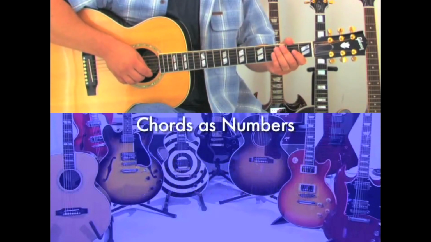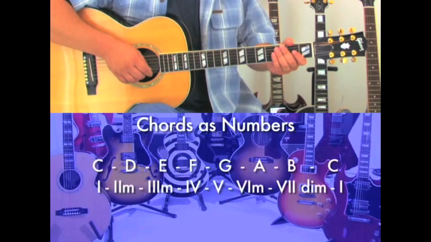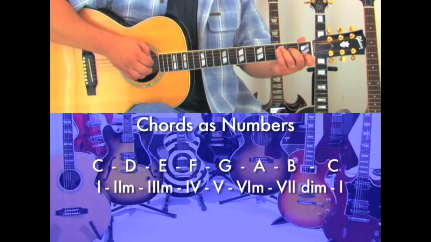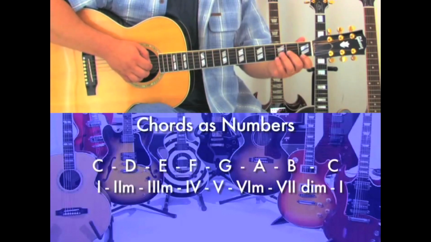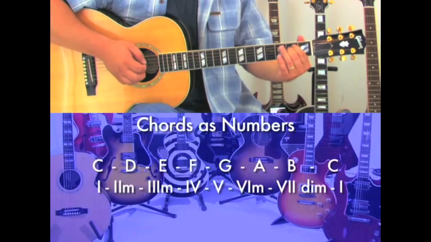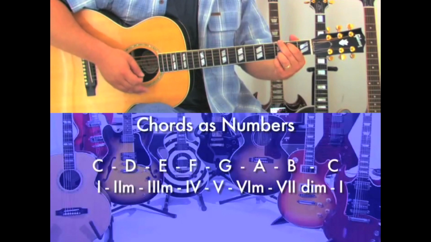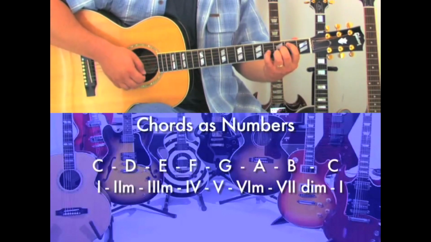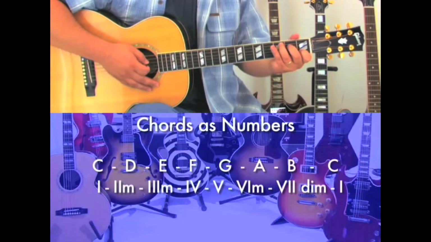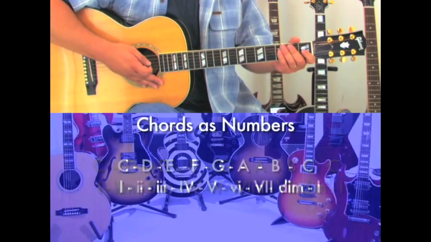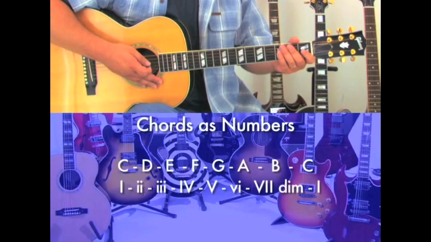When a scale has been harmonized into chords, the chord is often referred to with the same number but written with Roman numerals. C would be 1, D minor is 2, E minor is 3, F is 4, G is 5, A minor is 6, B diminished is 7, and C is 1. Minor chords may also use lowercase Roman numerals.